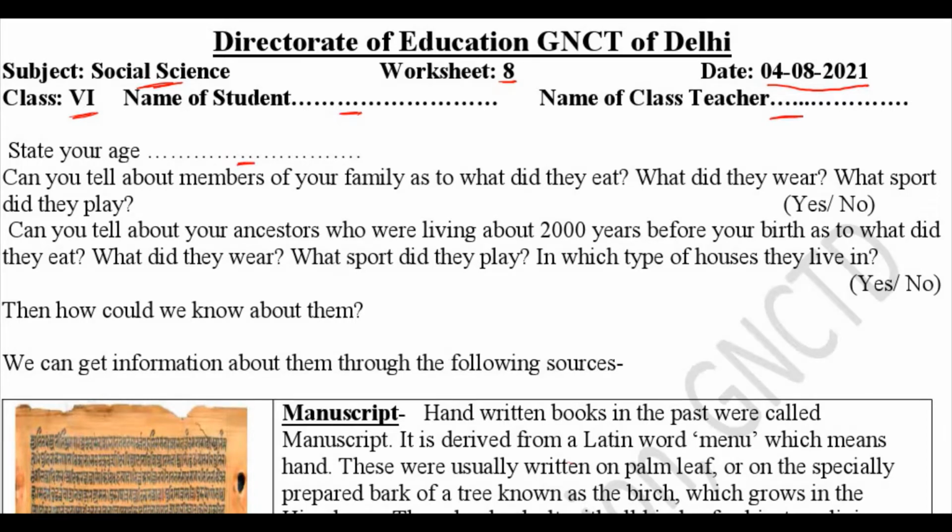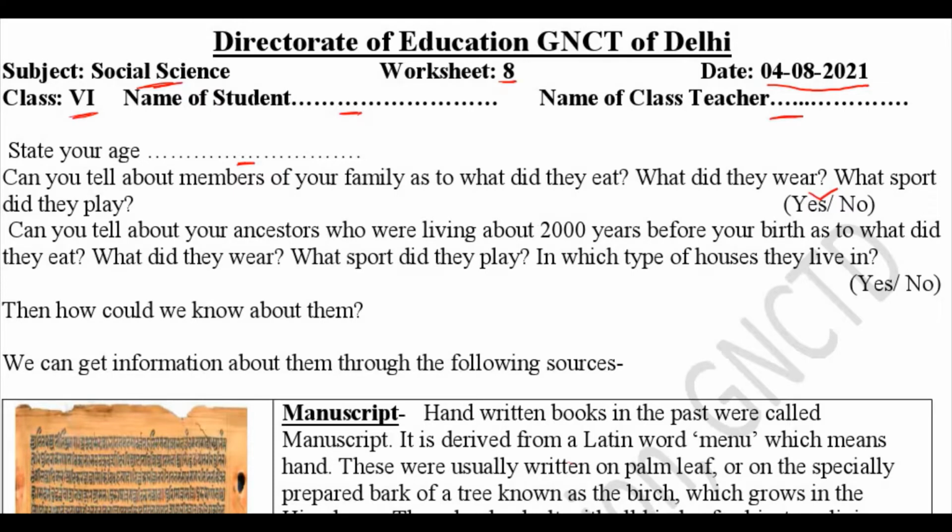Okay, so let us start with the worksheet. So what does this say? Can you tell about members of your family as to what did they eat, what did they wear, what sport did they play? Yes or no? So this is trying to say, can you tell about your family members, what did they eat, what did they wear, what sport did they play? So of course you can tell about them.